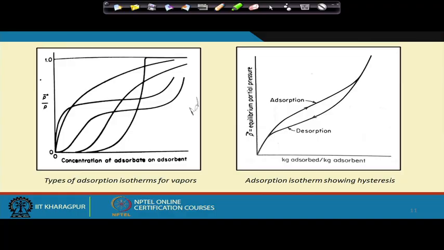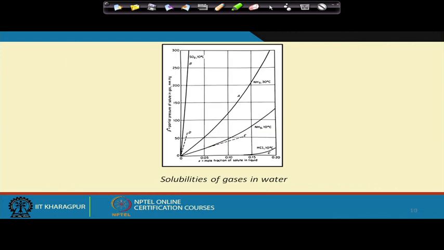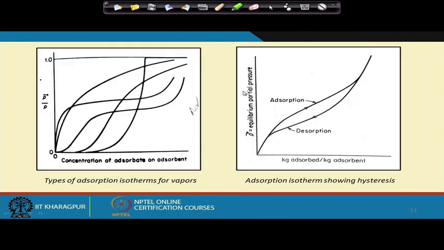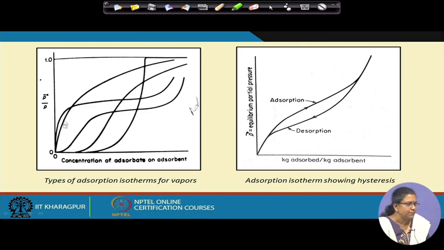Now, let us go for adsorption. Adsorption, as I have said, can either be a Q versus C plot as I have shown here. This is for adsorption of a liquid. We can also have it in terms of partial pressure as we have shown here. From this curve, it is quite evident that adsorption isotherms, which are called isotherms because mostly they are plotted at constant temperature, are not always concave upwards. We can have a wide variety of adsorption isotherms as we can see here.